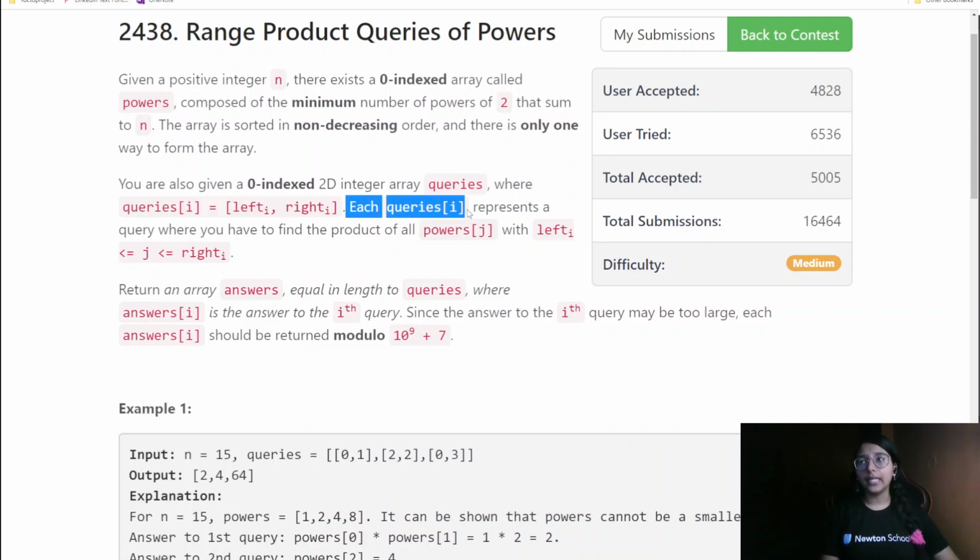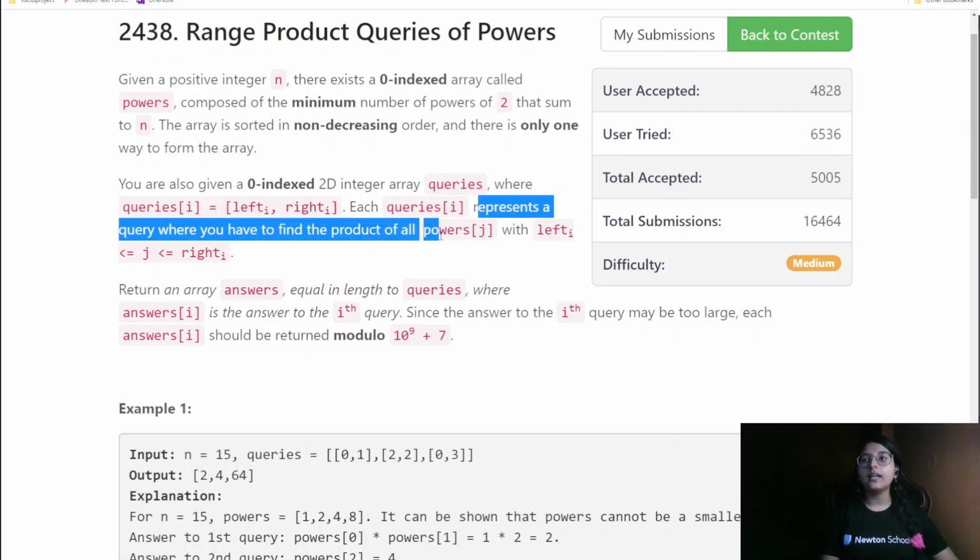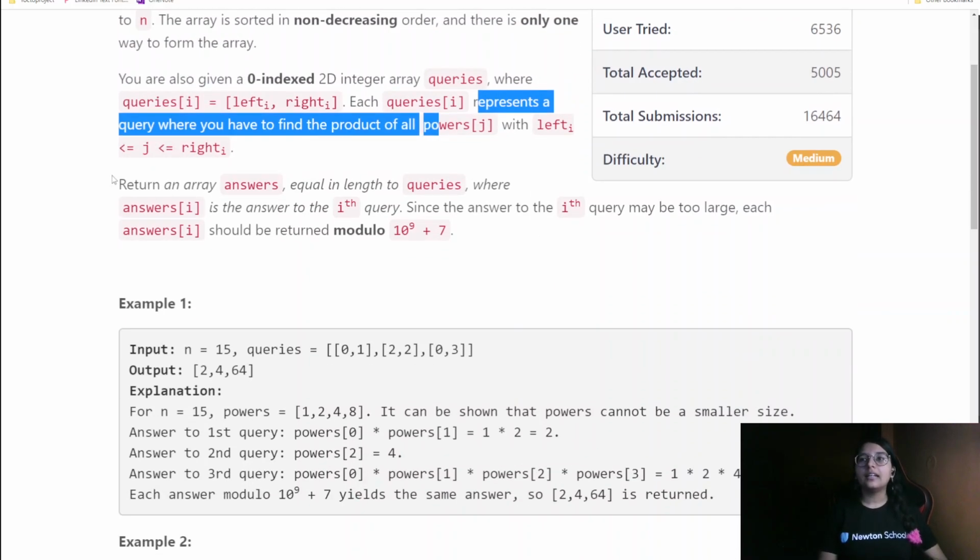Each queries[i] represents a query where you have to find the product of all powers[j] with left_i less than or equal to j, and j can go up to right_i. So a query will be given to us, and from the starting index till the ending index given in that query, we are required to find our answer. And how we are required to find the answer, they are telling us now.